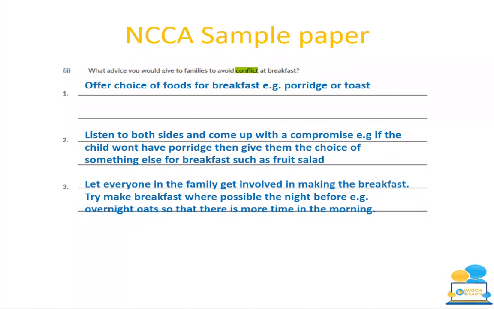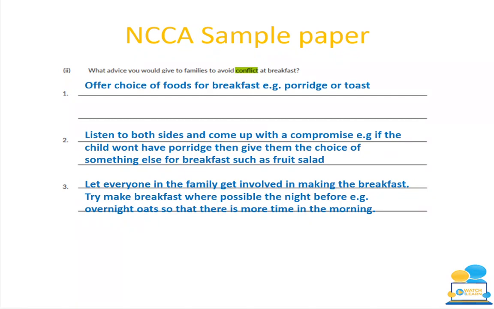For example, if the child won't have the porridge, then give them the choice of something else for breakfast, such as fruit salad. That way, the child thinks they're winning, and the adult is actually winning as well, because the child is getting some nutrients into their body before they leave for school.